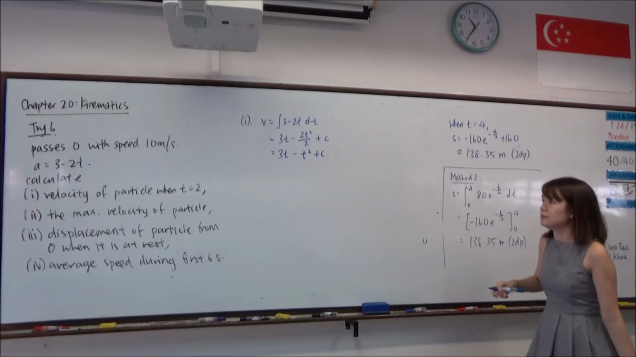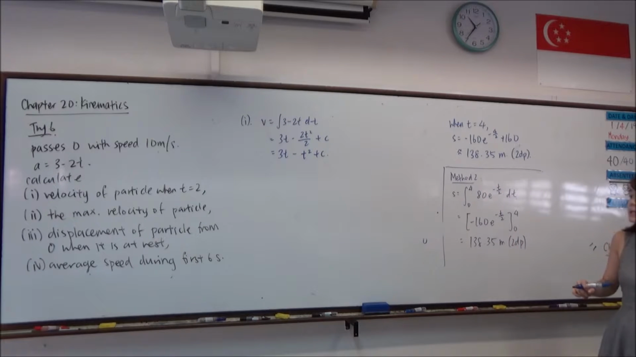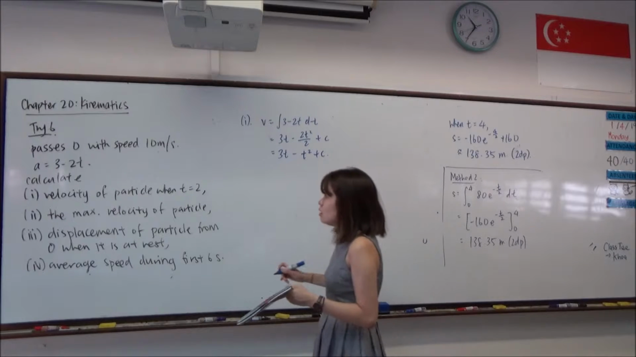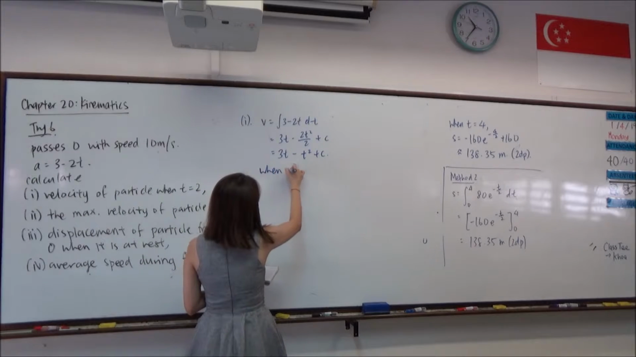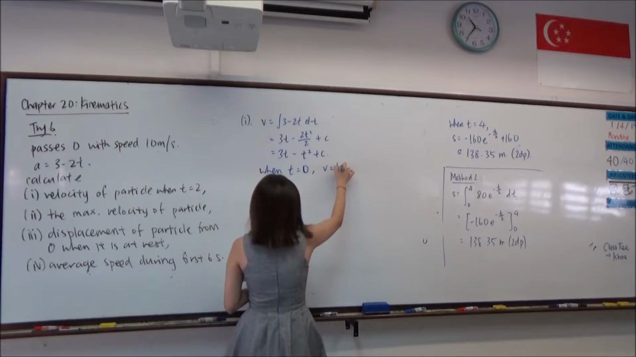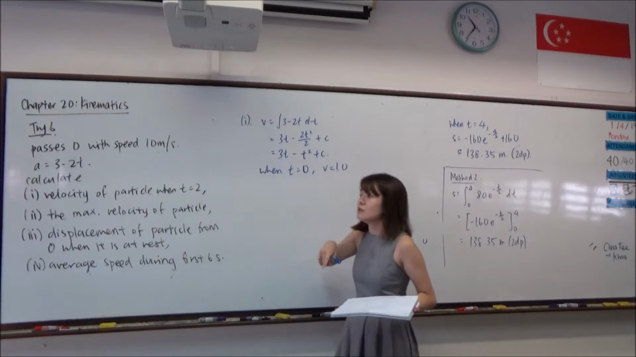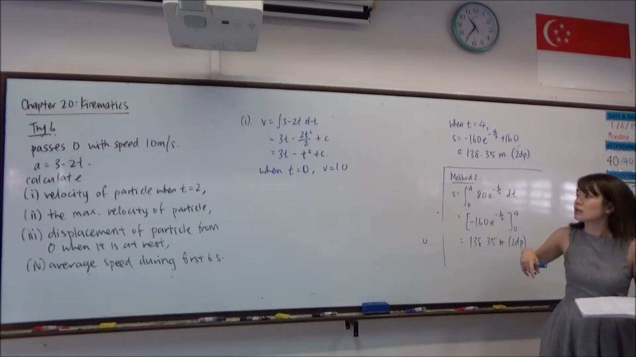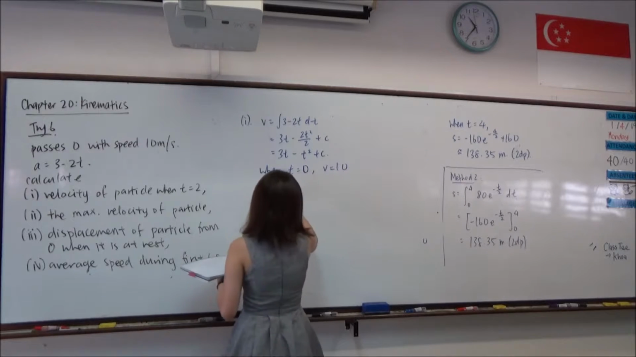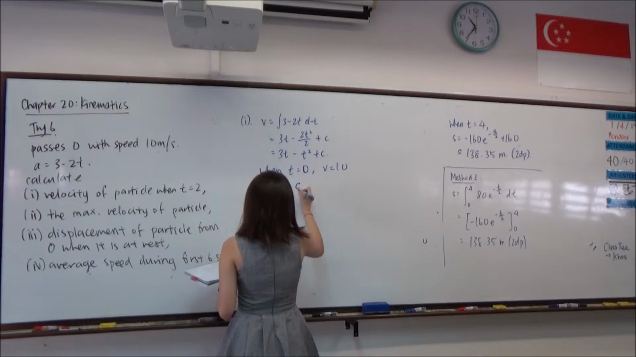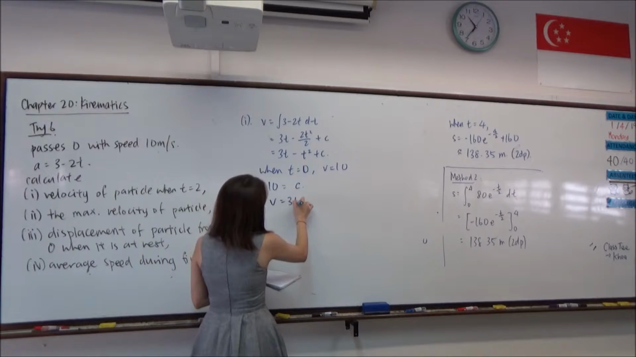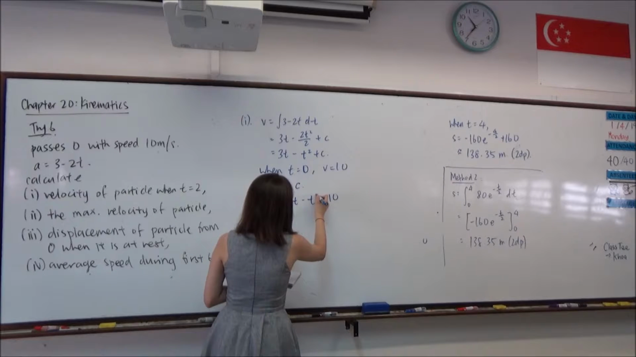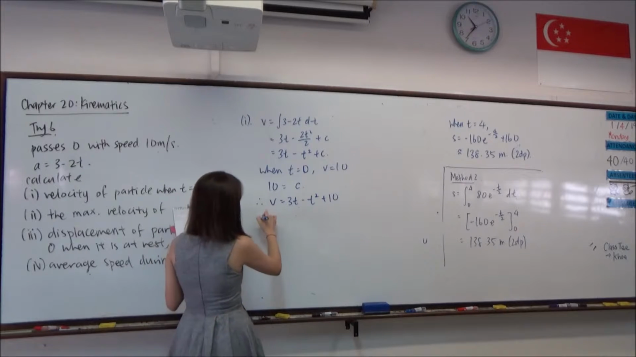So the velocity will be given by 3t minus t squared plus c. Then what? Sub t equals 0, v equals 10. When t equals 0 in this case, v is equal to 10 because the question says that initially there is a speed of 10 meters per second. Therefore, upon substitution, c will be equal to 10. So you will get v equals 3t minus t squared plus 10.